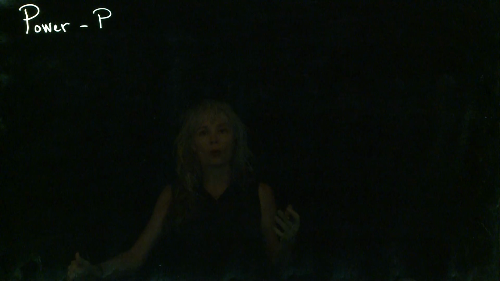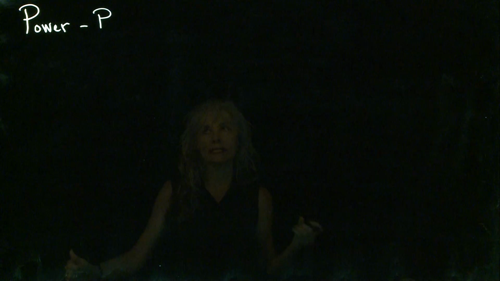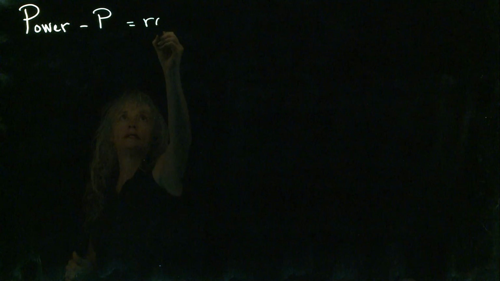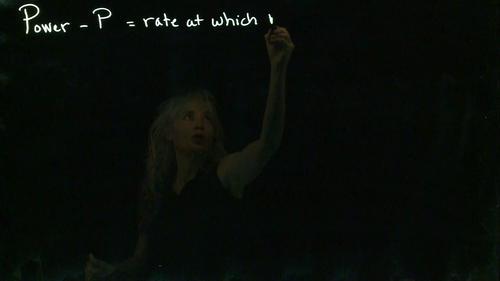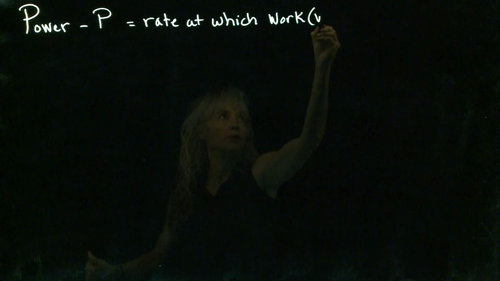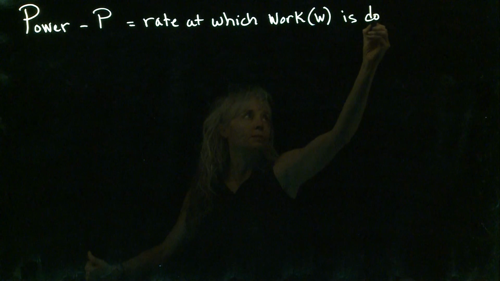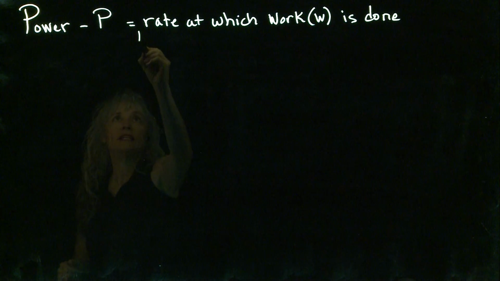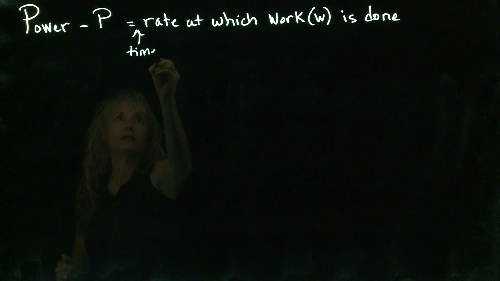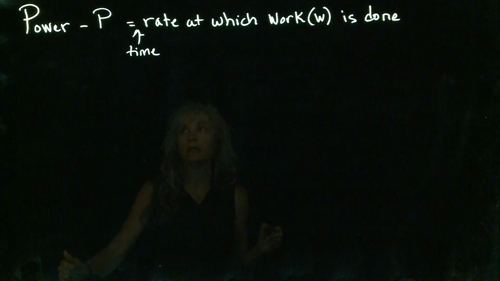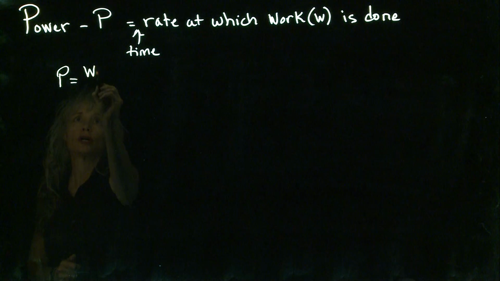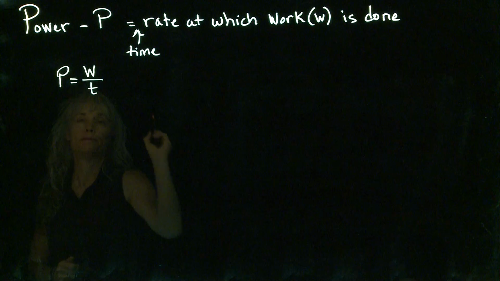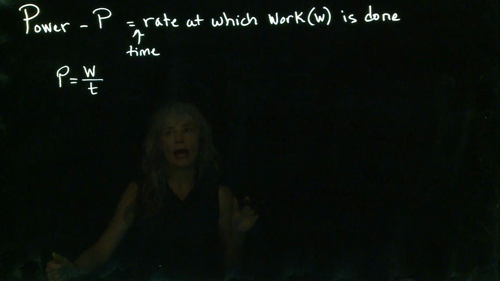Power is going to get the symbol P. And when we talk about power, we talk about the rate at which work, and remember work gets the symbol W, is done. Specifically, it is the time rate. So remember, time gets the symbol T, and so by definition then, power is going to be equal to work divided by time.